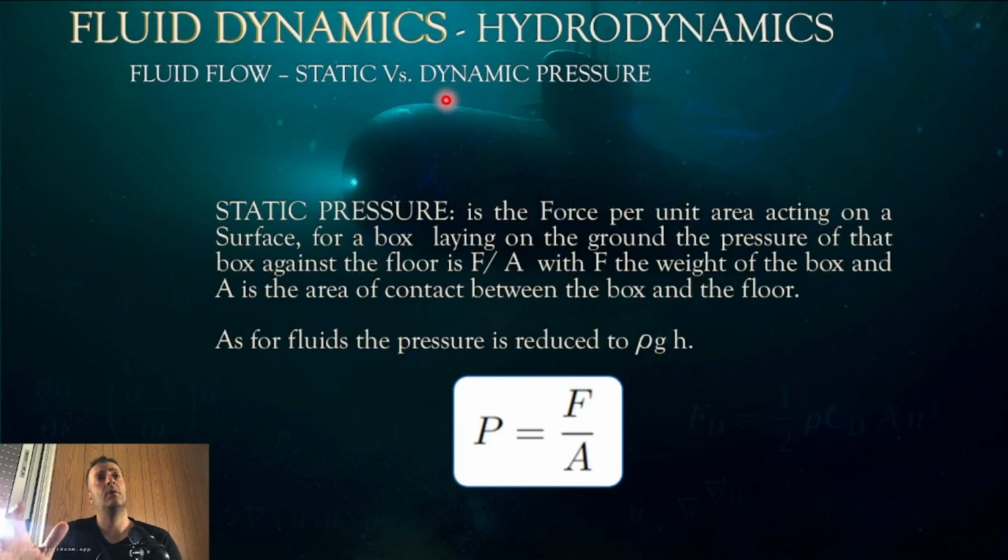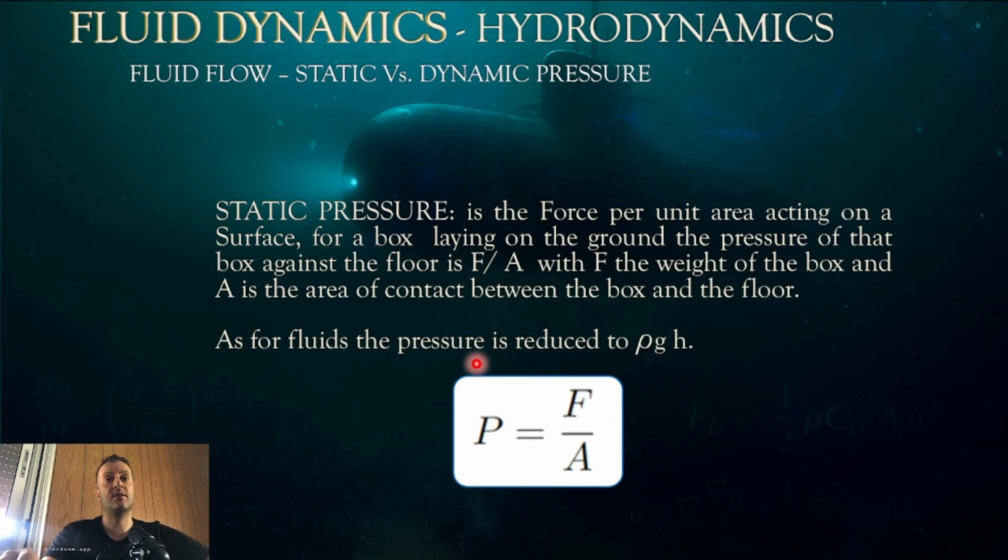Let's talk now about static versus dynamic pressure in fluid flow. At first, what is static pressure? We've already addressed that, but the definition of static pressure is the force per unit area acting against a surface, as a reminder. So for a box lying on the ground, the pressure of that box against the floor is F divided by A, where F is the weight of the box, of course neglecting the atmospheric weight, and A is the area of contact between the box and the floor. That's the area where the box touches the floor.